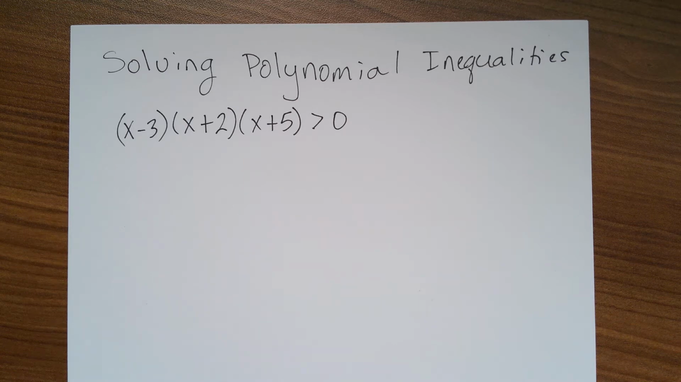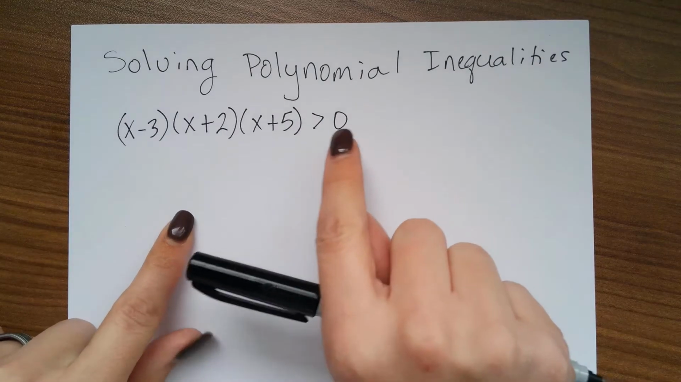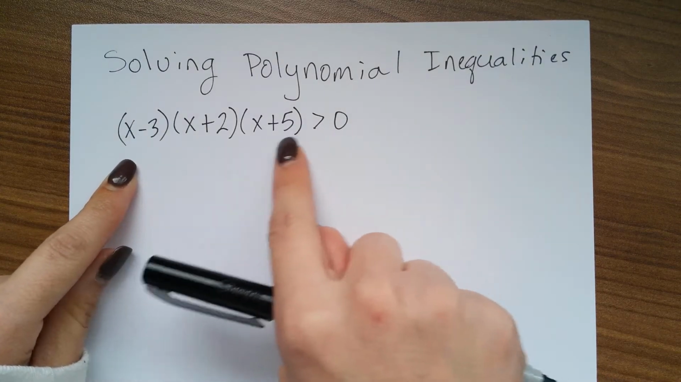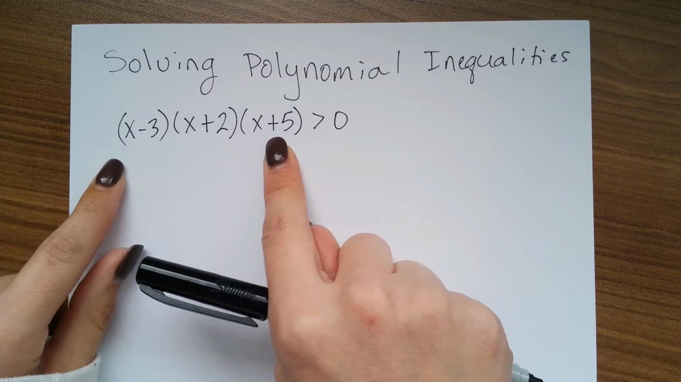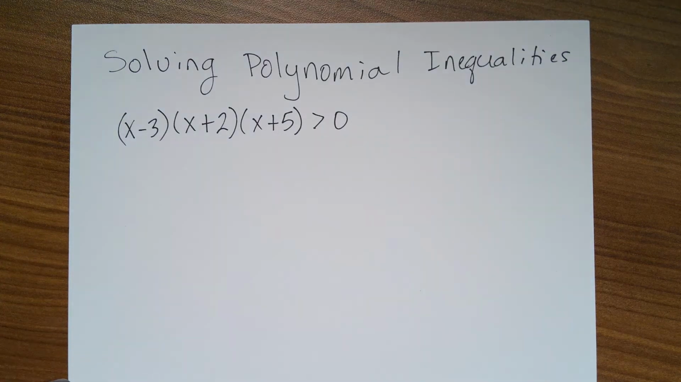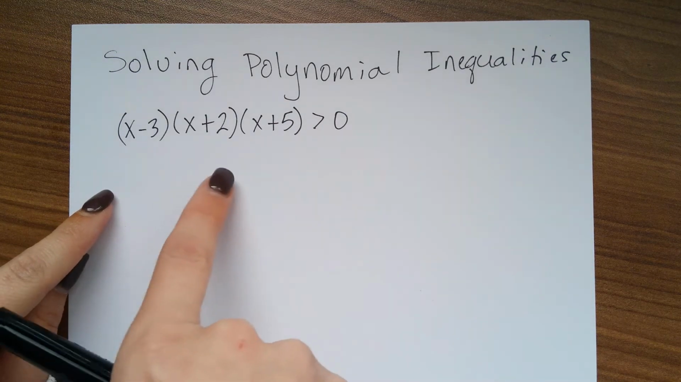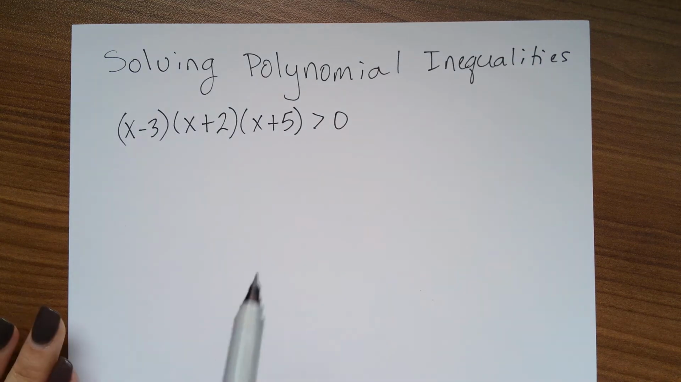Alright, so solving polynomial inequalities. First, your inequality needs to be in this format. Notice that I have 0 on one side and my polynomial is in factored form. So if your polynomial does not look like this, then move everything to one side so you have 0 on one side, and then work at factoring the polynomial however necessary. So my polynomial is already set up, I'm ready to go.